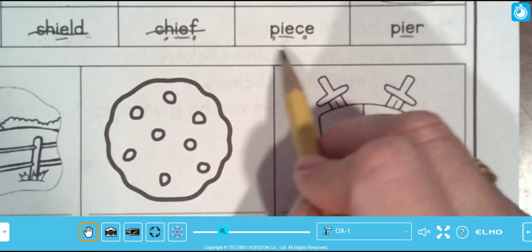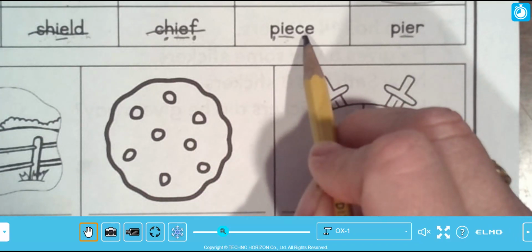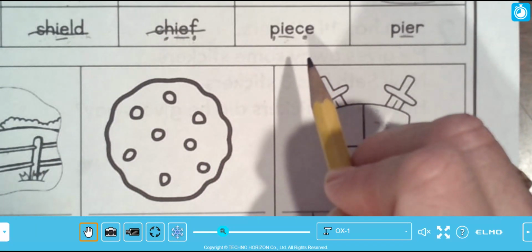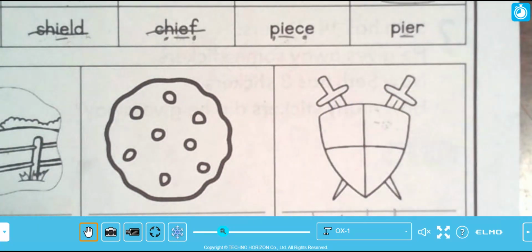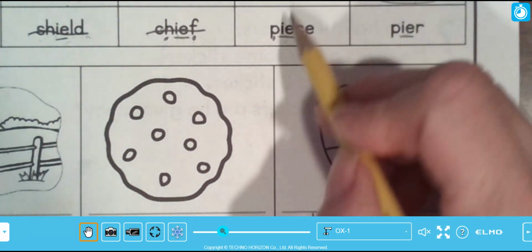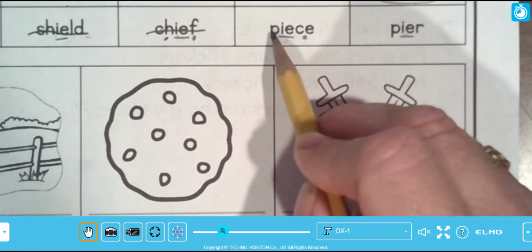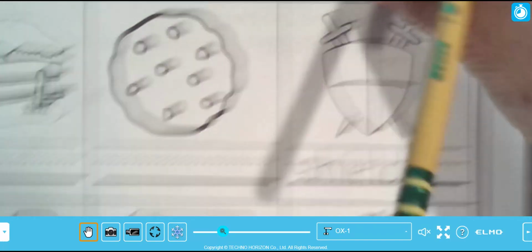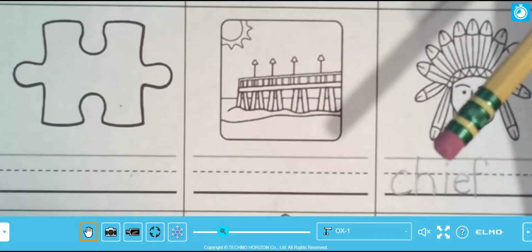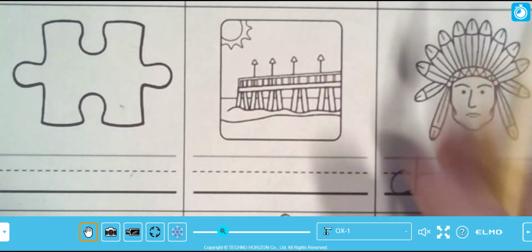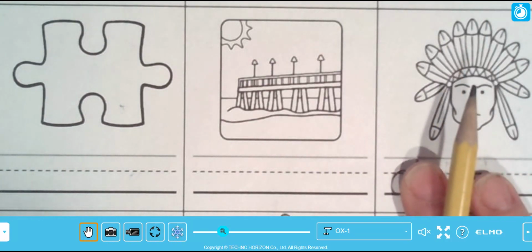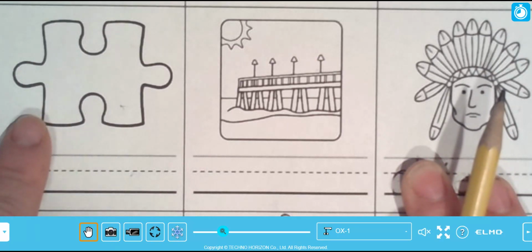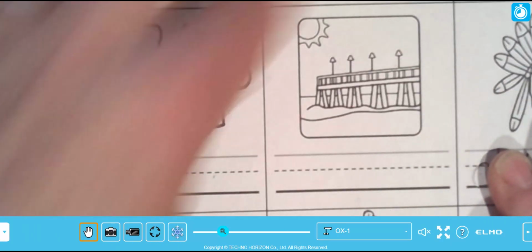Ready? Begin. P, ease. What's the word? It's the word peace. Peace. Okay, so let's look at these three pictures. Which one of these three pictures shows us the word peace? Yeah, this one. It's a piece of puzzle, right? So let's do that one.